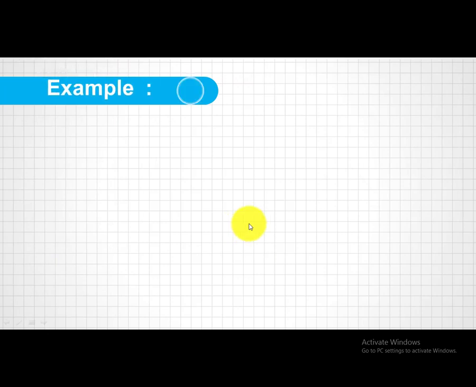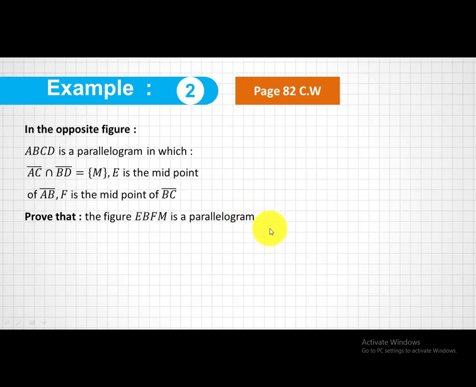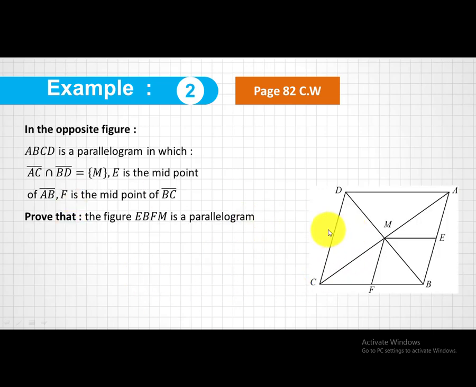Let's have another example. Example number 2, page number 82, classwork. In the opposite figure, ABCD is a parallelogram in which line segment AC intersects line segment BD at the point M, and point E is the midpoint of line segment AB, and point F is the midpoint of line segment BC. Prove that the figure EBFM is a parallelogram. I want to prove that the figure EBFM is a parallelogram.